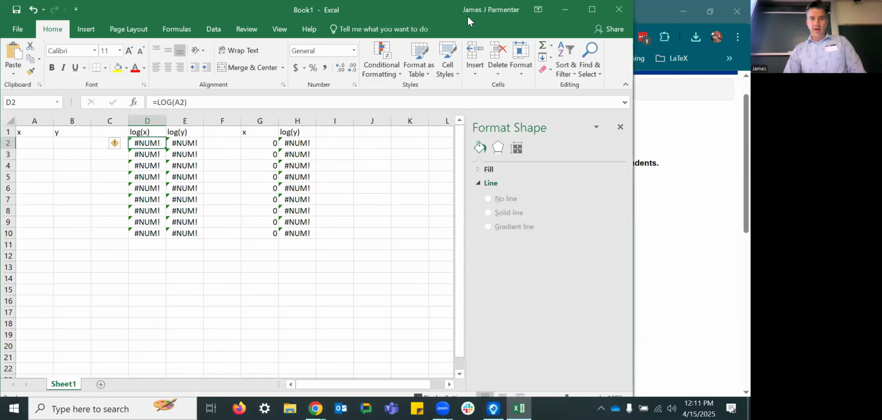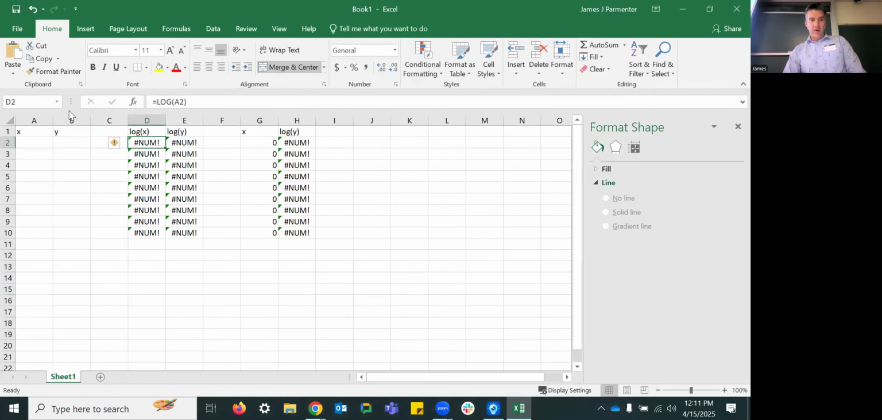One thing I did here is I made an Excel file and already put the things over here. So this is going to give me the log X, log Y stuff, and this is going to give me the X and log Y stuff. Let me delete this here.